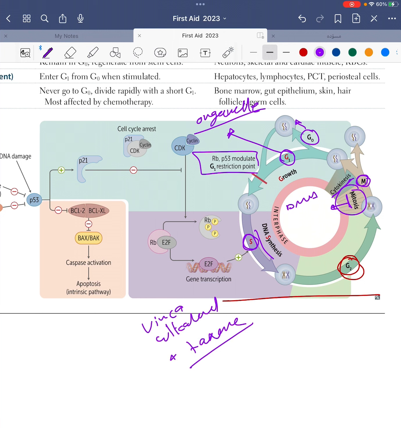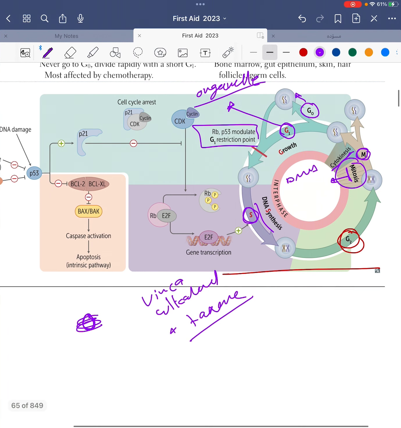So the S phase is actually the synthesis, that's the DNA duplication. What happens is the actual DNA and the histones, the circular kind of ball thing with the DNA wrapped around, is going to duplicate.